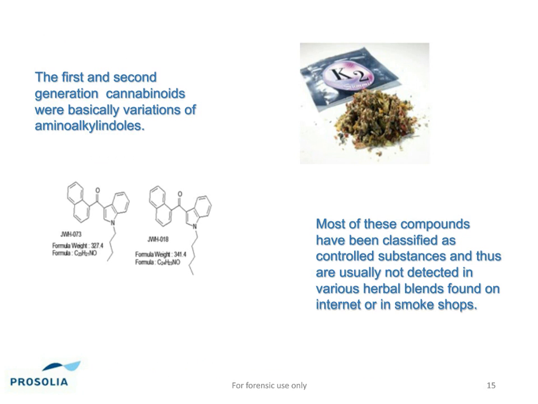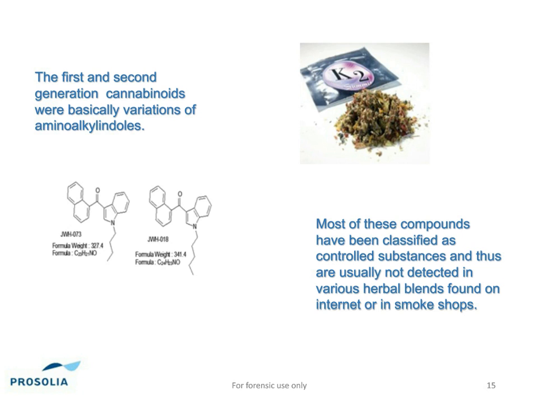The first and second generation cannabinoids were primarily JWH-018 and 073 as illustrated here on this slide. Now, many of these compounds have been around for a long time, and they have been classified as controlled substances, so we don't typically see these in herbal blends anymore. They've been legislated essentially out of existence.